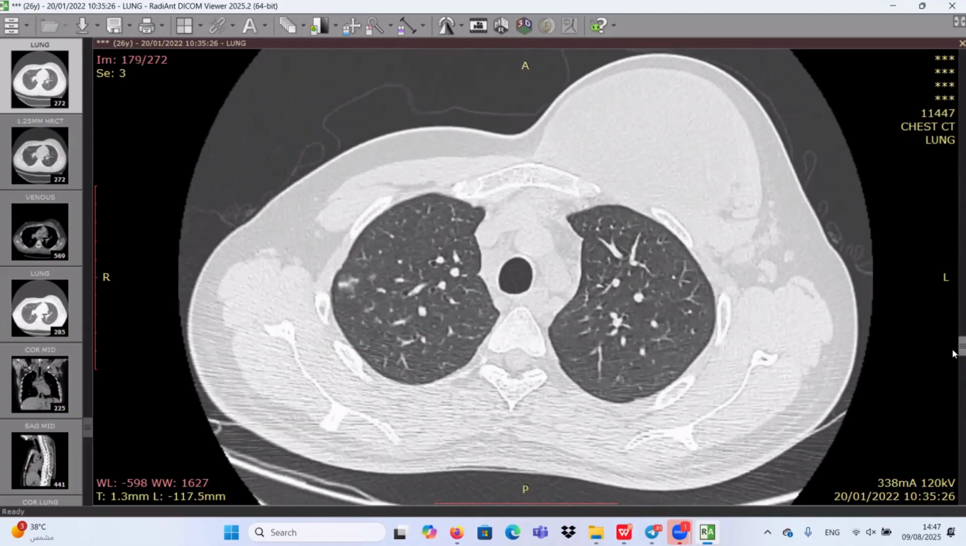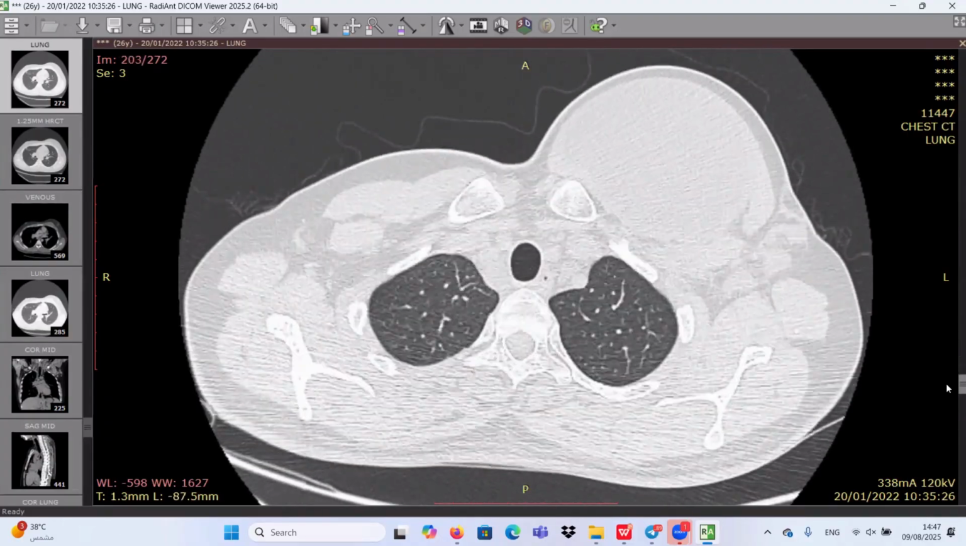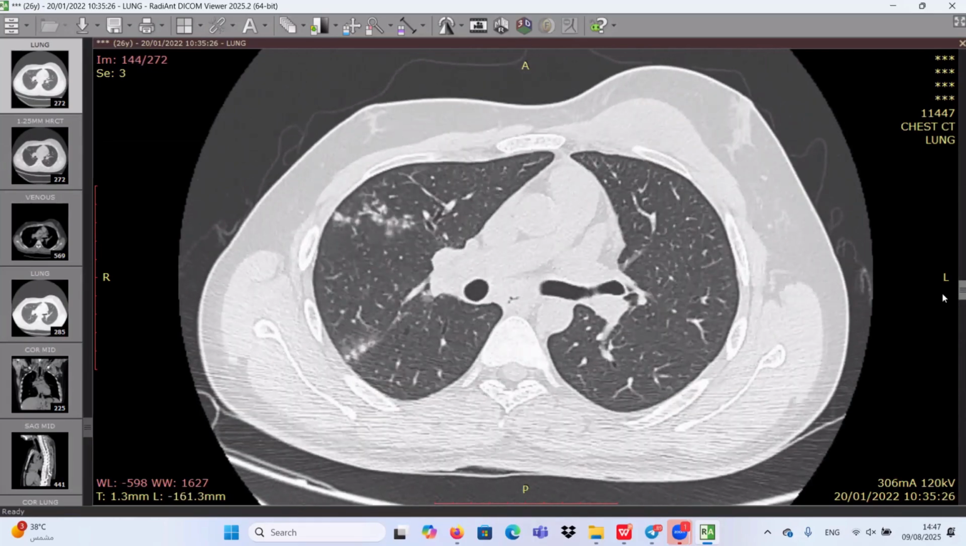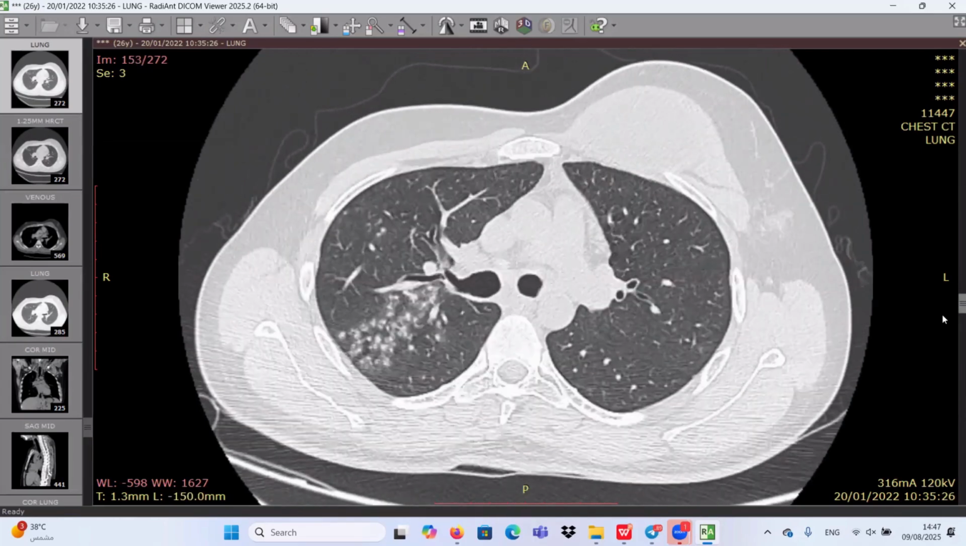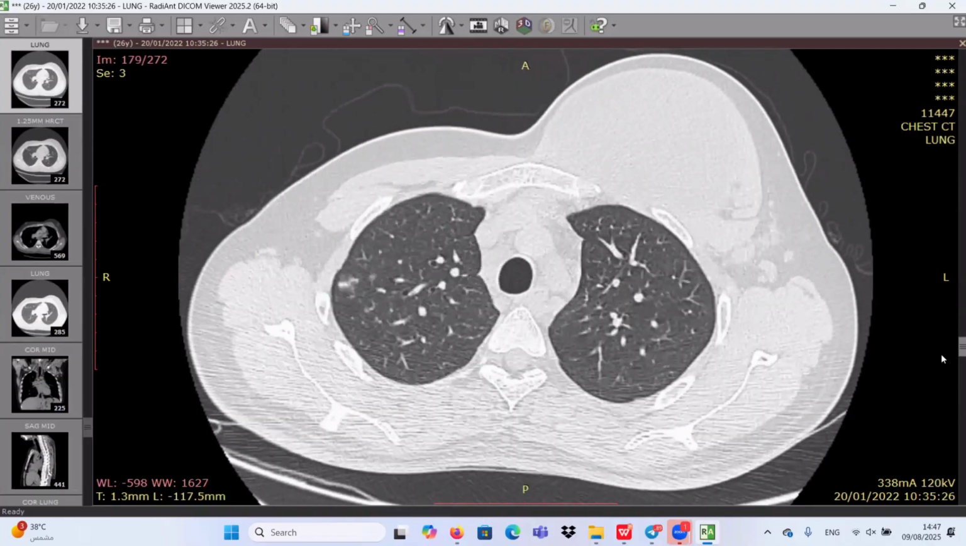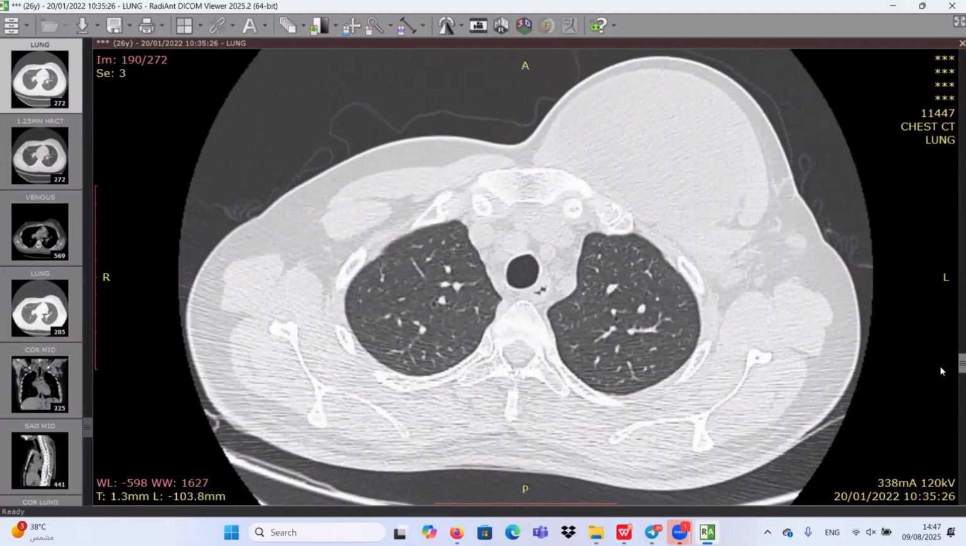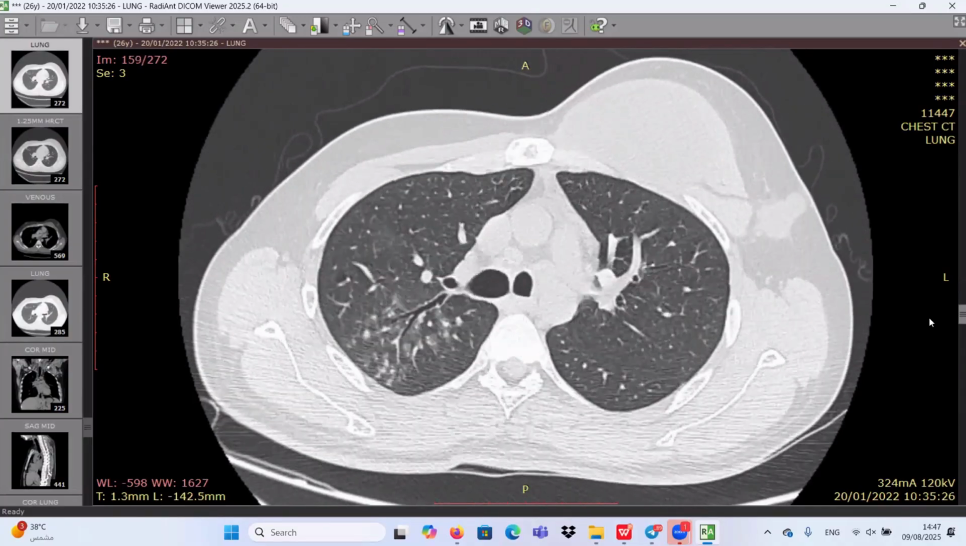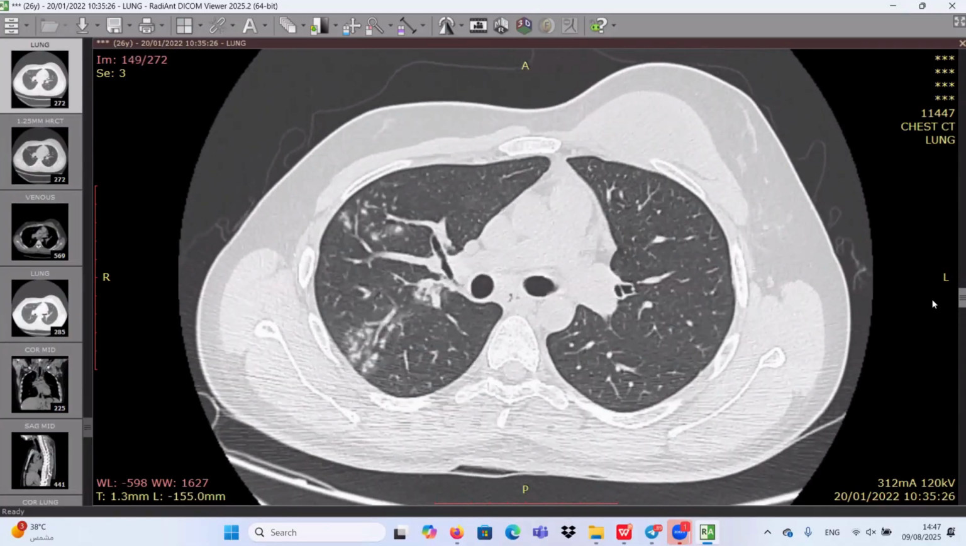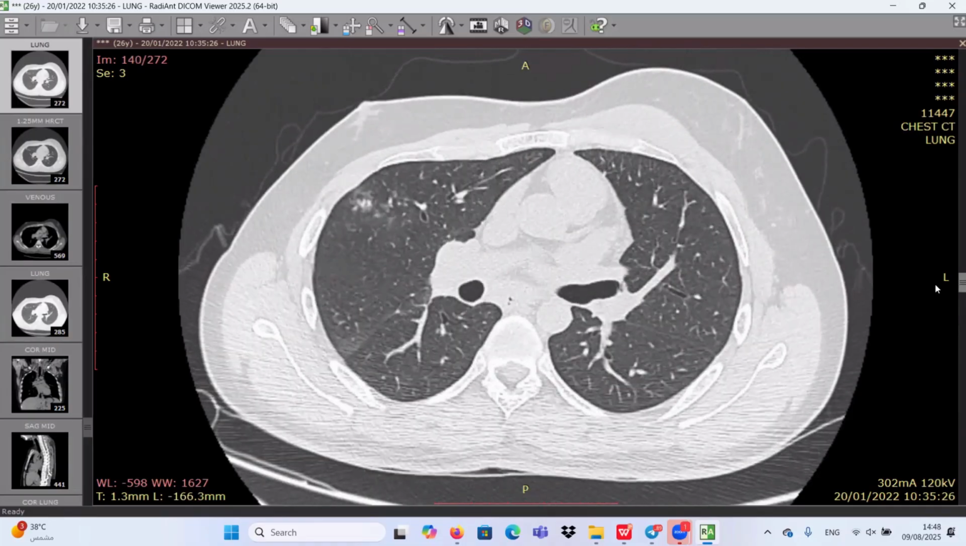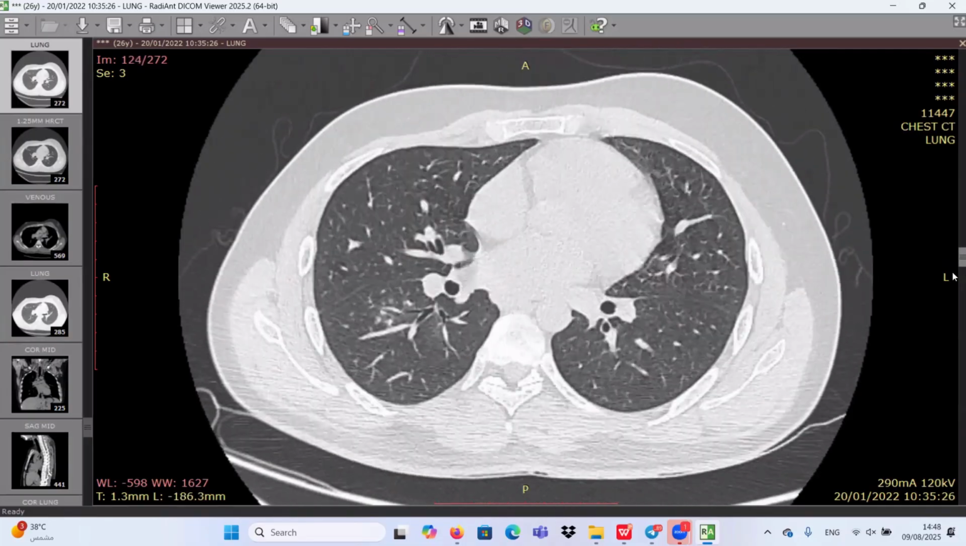It would support the diagnosis of active pulmonary tuberculosis with extrapulmonary involvement. Very nice. What would be your next step? I would refer the patient to the general physician for sputum. This is an active infection, so I will isolate the patient first.